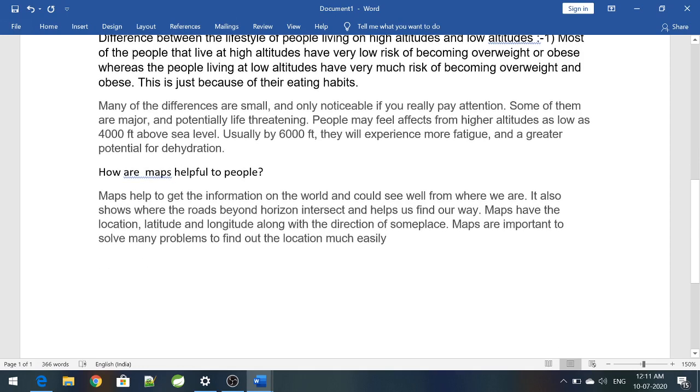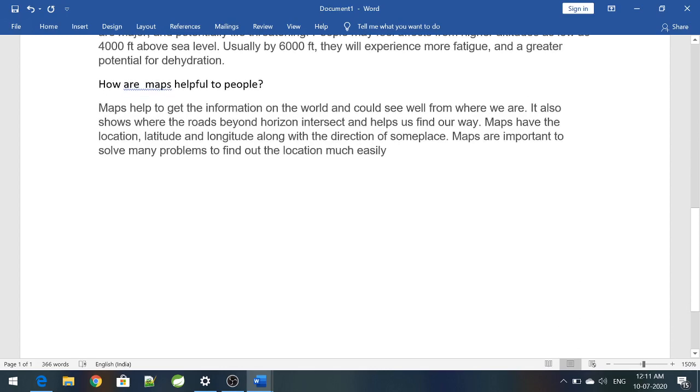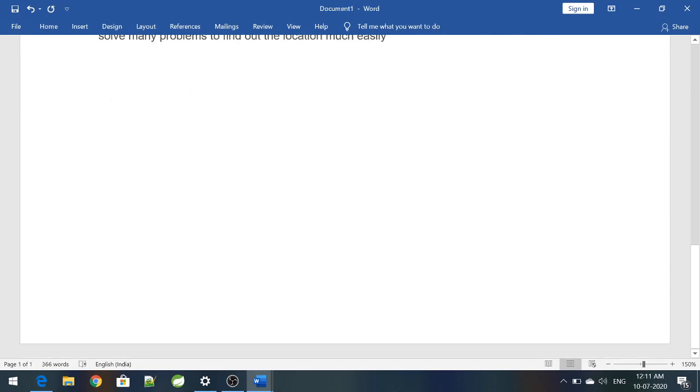How are maps helpful to people? Maps help to get information on the world and to see where we are. They also show where roads beyond the horizon intersect and help us find our way. Maps have the location, latitudes and longitudes along with the direction of some place. Maps are important to solve many problems and to find out locations much more easily. Okay.